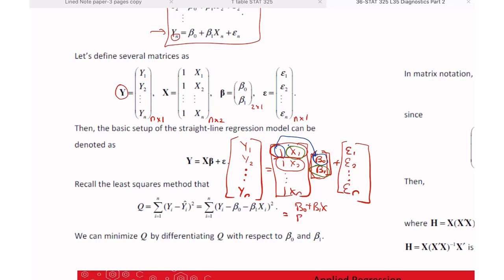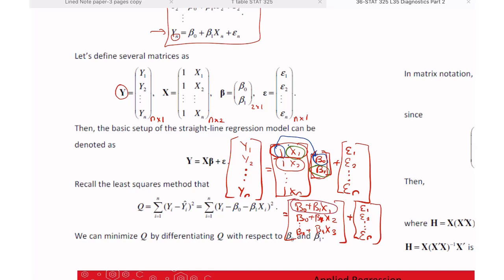So we get beta naught plus beta 1 x1. And we do the nth row, and we get beta naught plus beta 1 xn. And then we have plus epsilon 1, epsilon 2, down to epsilon n. And when we do matrix addition, in this case we have the same number of rows, so we can add them together.